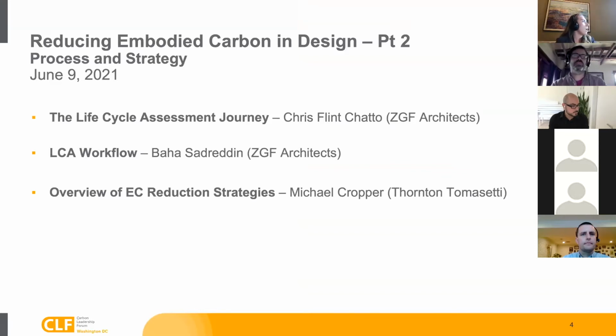So for today, like I said, we are focused on part 2 of reducing embodied carbon in design, process, and strategy. We're going to start off with Chris Chatto, who's going to talk about the life cycle assessment journey. Baha Sadreddin will then talk about the LCA workflow throughout the design process. And then Michael Cropper will end with an overview of some embodied carbon reduction strategies specific to structural engineering.